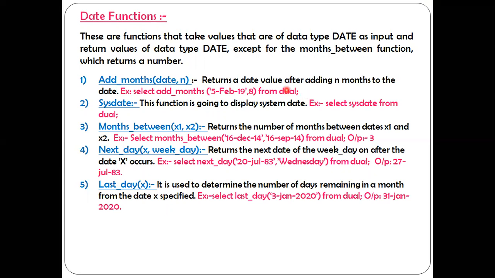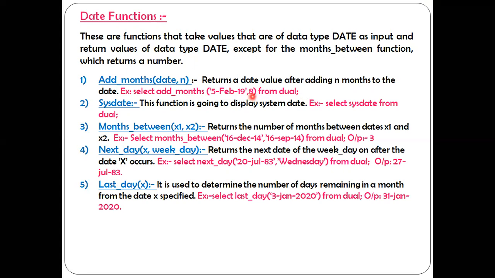That is what returns a date value after adding how many months? N months, I have given as 8. Here February means 2, and 2 plus 8 is 10. 10 means you will be getting October. That is what we are in, the October month, right? So select ADD_MONTHS('5 February 2019', 8).